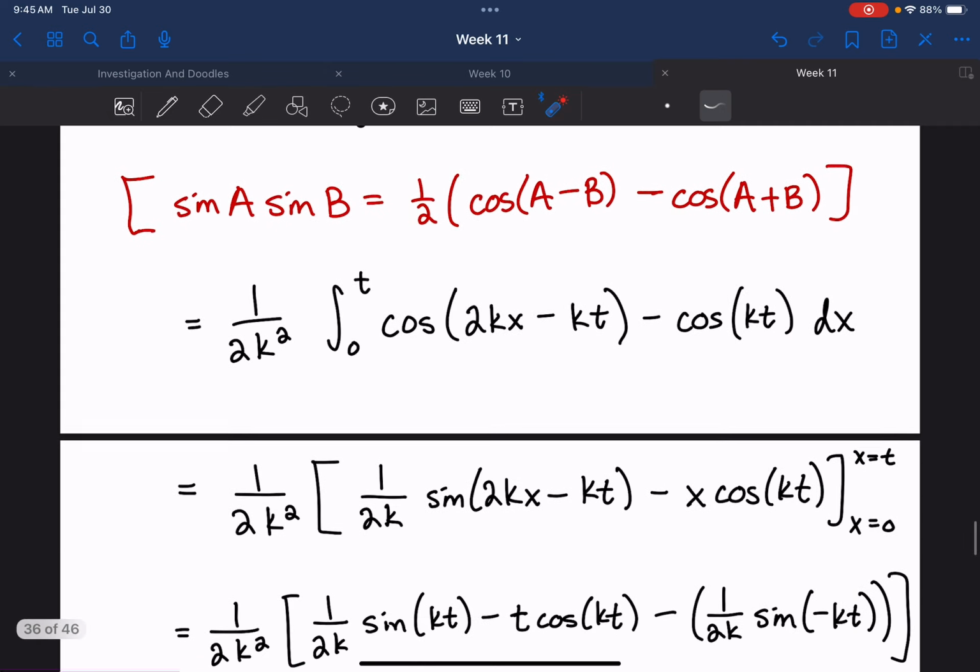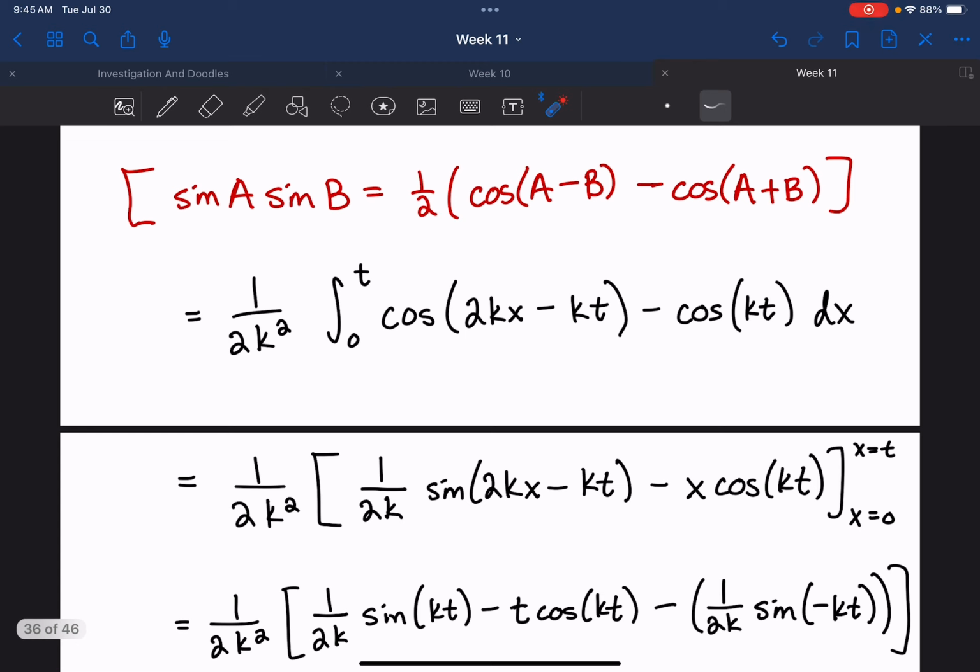Okay, we can integrate this dx, and you get 1 over 2k. The integral of cosine is sine, keeping the inside, minus the integral of this dx. This is just a function with no x's, so the integral of this is like a constant with respect to x. So the integral of this dx is just x times the cosine.